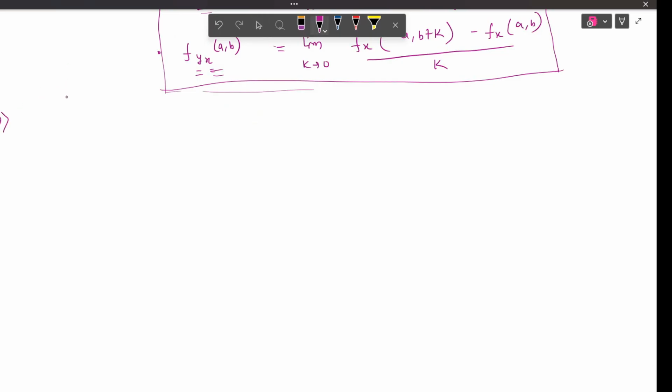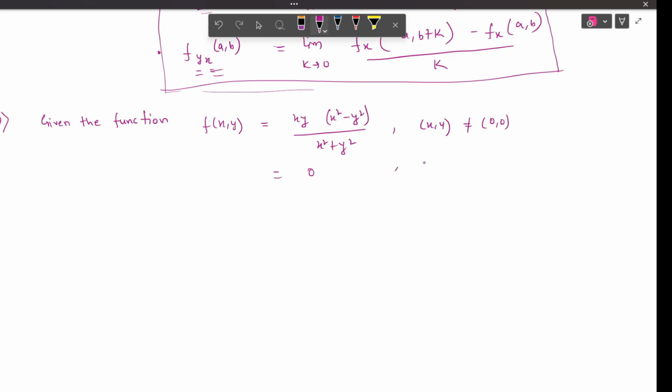So the question is: given the function f of x comma y is xy (x square minus y square) upon (x square plus y square), for (x, y) not equal to (0, 0), and it is 0 if (x, y) is (0, 0).